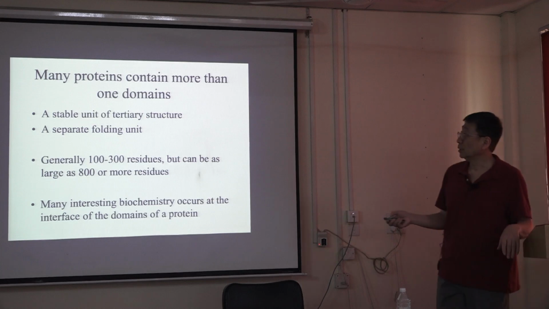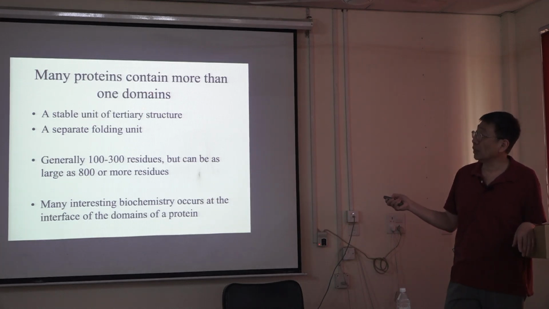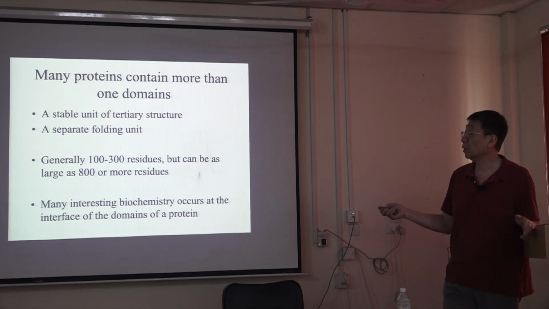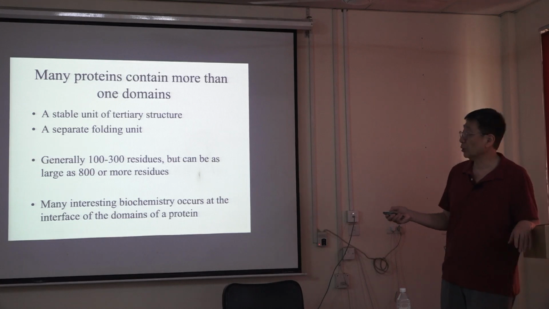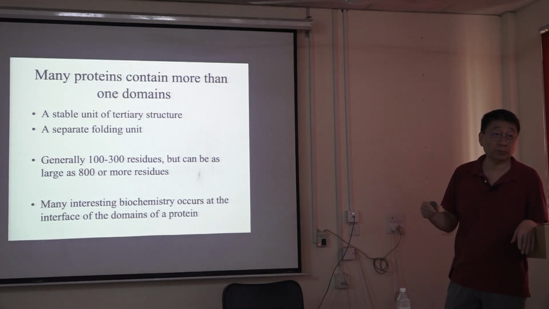Okay. So you already saw in the case of chymotrypsin, many proteins contain more than 1 domain. A domain is a stable unit of structure, if you will, or a separate folding unit. Typically about a couple hundred residues large, but it can be as large as 800 residues. So there are proteins with 1 domain that is 800 residues long, but typically somewhere around a couple hundred. And I already mentioned this, many interesting biochemistry occurs at the interface between domains, just like what we see with chymotrypsin.